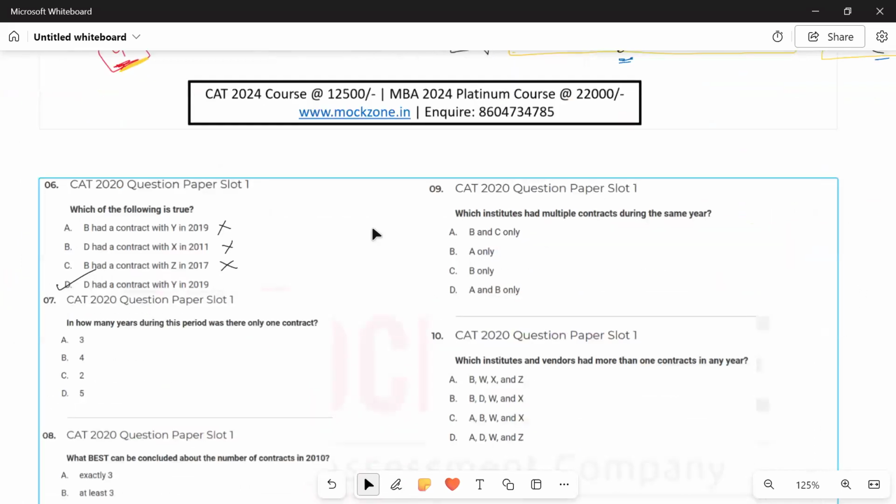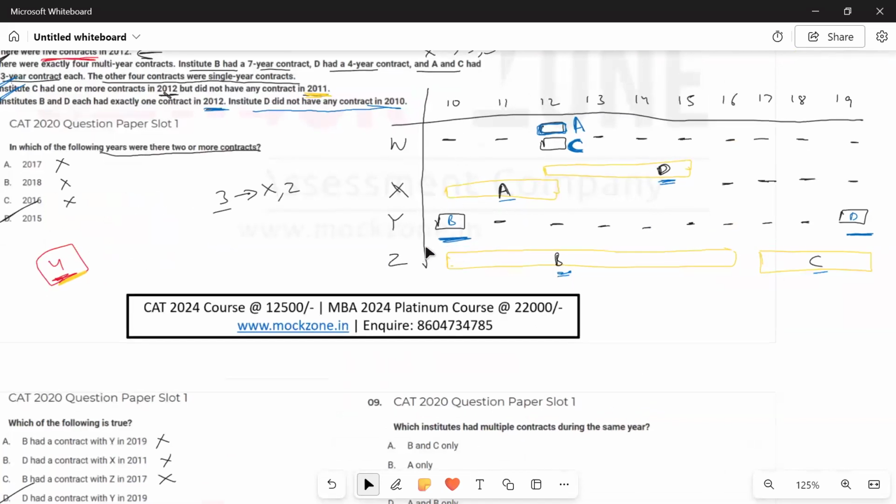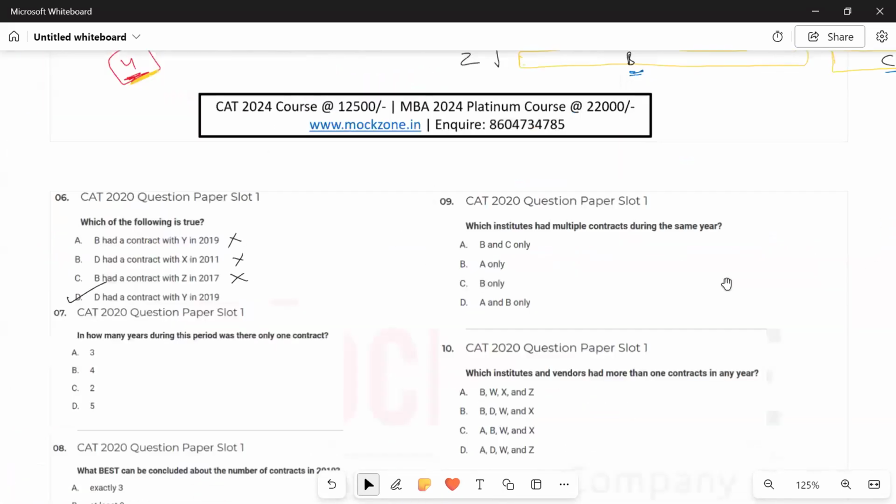Next question says, in how many years during this period was there only one contract? We see in 2010 there are two contracts. In 2011 also two. In 2012 there are five. In 2013 there are two. 2014 two. 2015 two. 2016 is one of the years where there is only one contract, then 2017 and 2018. So these three are the years where there is only one contract. So the answer is 3.